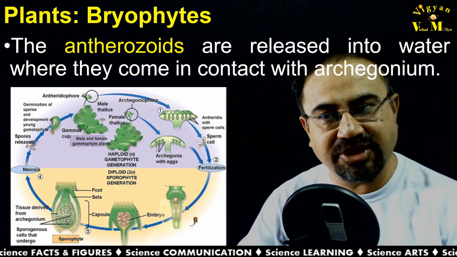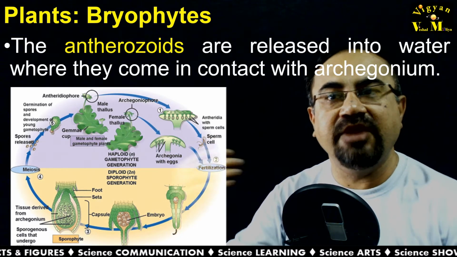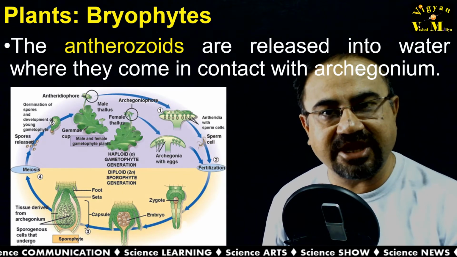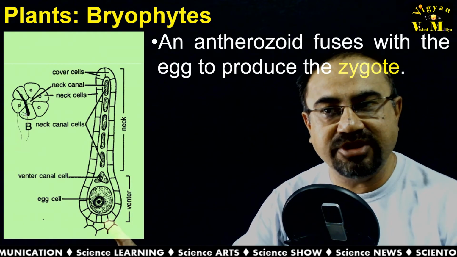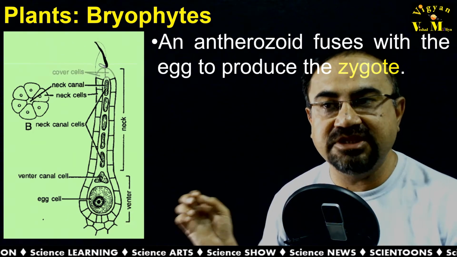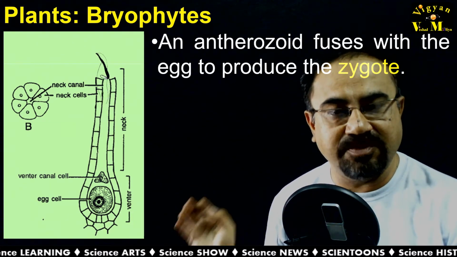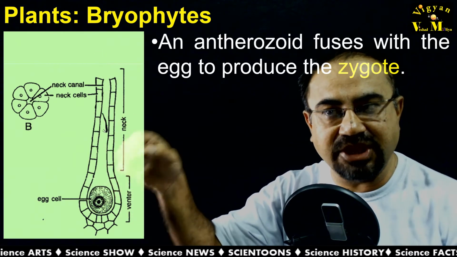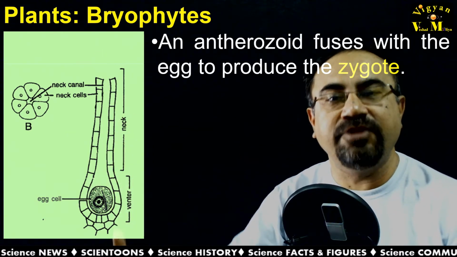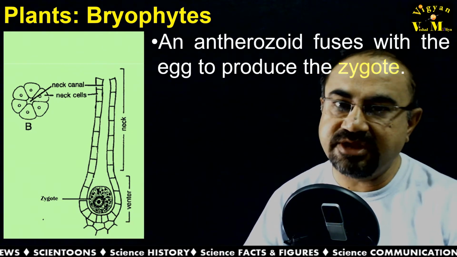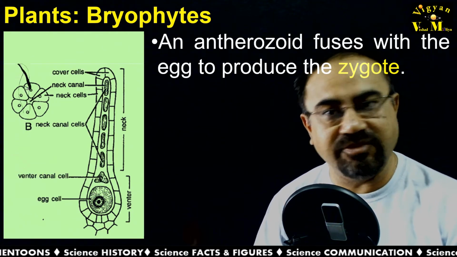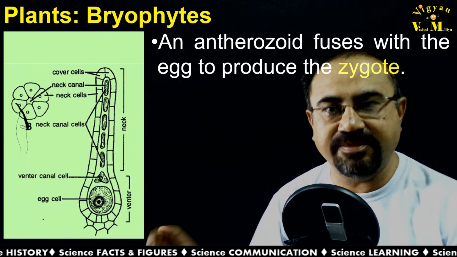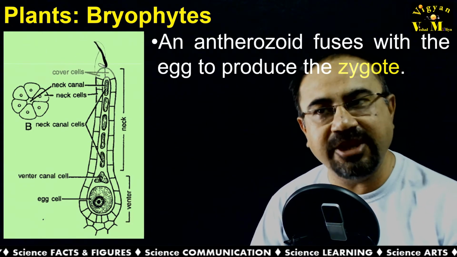They come in contact with the archegonium and fertilize the egg cell. Here it is shown in the entire life cycle, but in the next you can see the detail. See, the antherozoid is coming from the antheridium and it is entering the archegonium and fertilizing the egg cell, resulting in the production of zygote. One can see it very well in the form of animation how exactly the fertilization takes place.